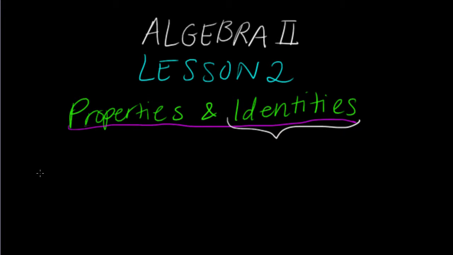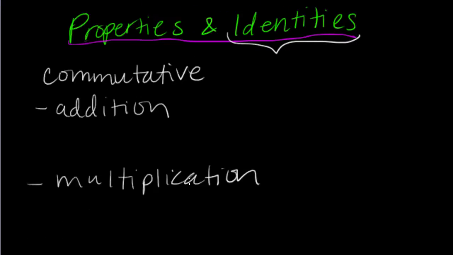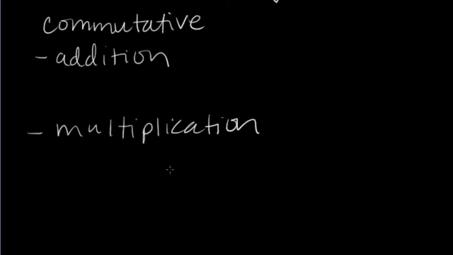So let's get started. First off, we have our commutative property. And there are two parts to this: the addition part, and then the multiplication part. Let's scroll down so you guys can see this a bit better. In the addition part, it's going to look generally something like this: A plus B equals B plus A. And the multiplication part is going to look something like A times B equals B times A.